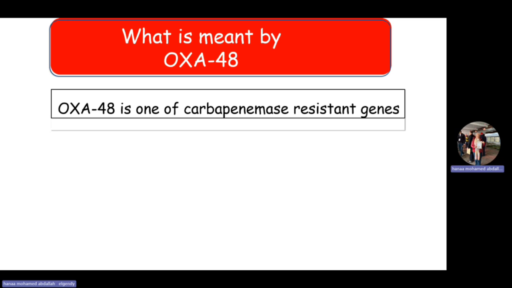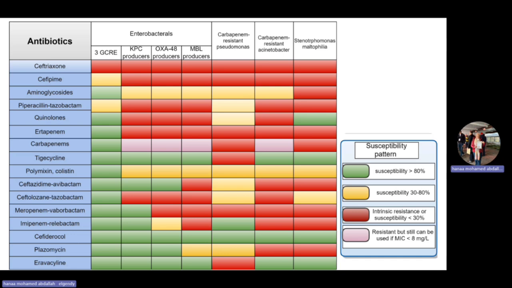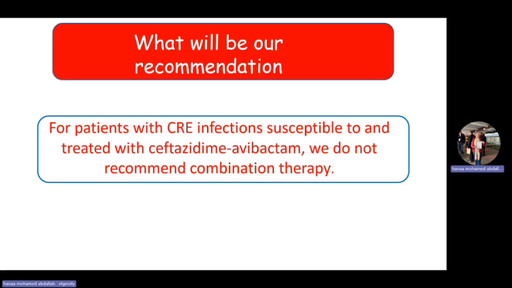As we said before, OXA-48 is one of the carbapenemase resistance genes and is only sensitive to ceftazidime-avibactam. And in this diagram, as we said before, we see that OXA-48 is sensitive to ceftazidime-avibactam, with a susceptibility of about 80%. So what will be our recommendation for these patients? For patients with carbapenem-resistant Enterobacteriaceae infection susceptible to and treated with ceftazidime-avibactam, we do not recommend combination therapy.